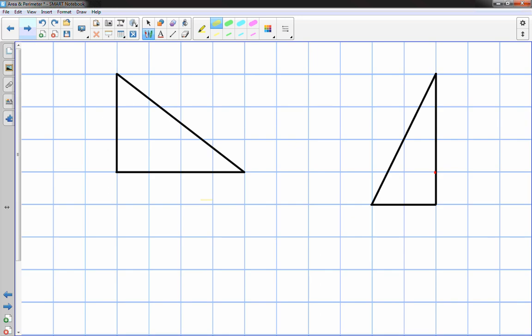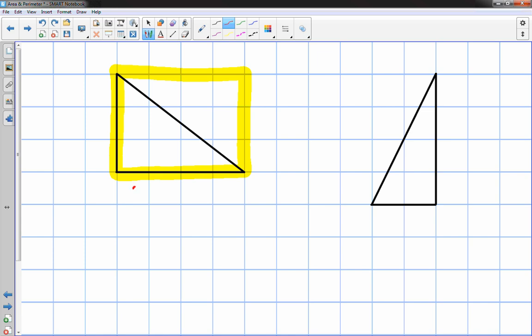So I'm going to first start out with right triangles. They're kind of easy. I mentioned this in my other mini lesson. And what you need to be able to do is envision a rectangle that these right triangles are inside of and find the area of that rectangle.